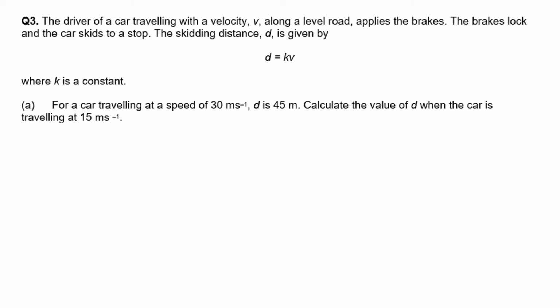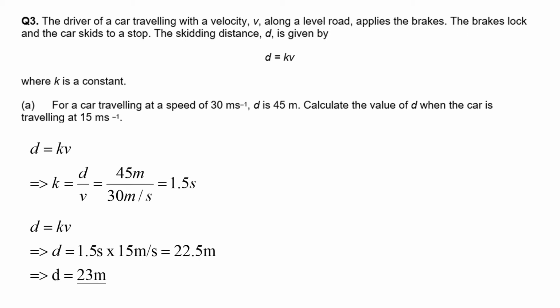So our first thing to do is going to be working out what k is, because we don't know. So that's what I've done. I worked out k, and it's 1.5 seconds would be the unit there. So once we know k, we can use our equation again, put in our v equals 15, and that gives us d is 22.5, but giving it as 23 would be an appropriate number of significant figures. So that's just a bit of relationships there.